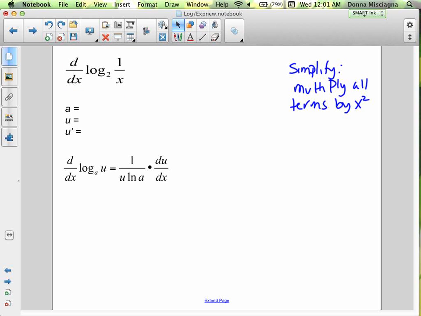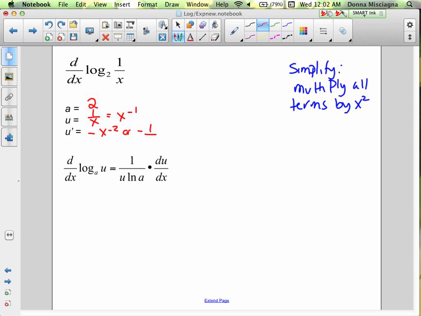We're going to take the derivative of log base 2 of 1 over x. So a is just, what's the base? The base is 2. We're taking the log of 1 over x, and that is the same as x to the negative 1. Its derivative is going to be negative x to the negative 2 power, or negative 1 over x squared.